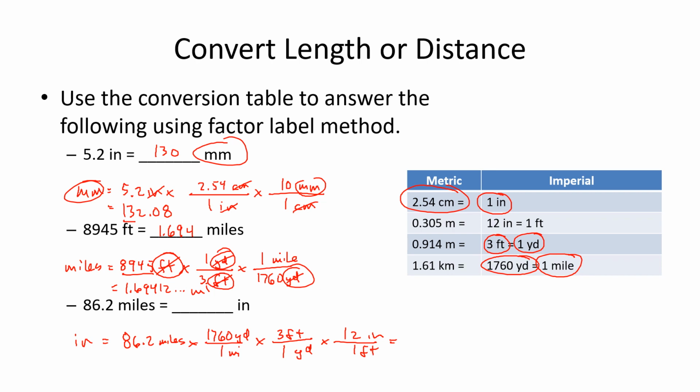Okay, that gives me 5,461,632 inches. That's a lot of inches. I only have 3 significant digits there, so I'm going to keep the 5, the 4, and the 6 and put zeros in for all the rest of it. So that is 5,460,000 inches. And that many miles. Wow, that's a lot of inches.